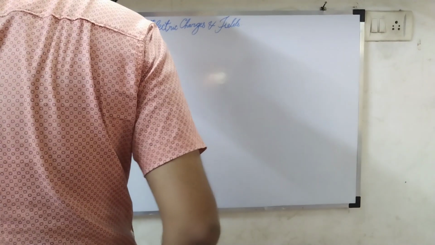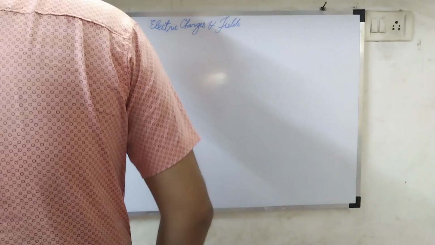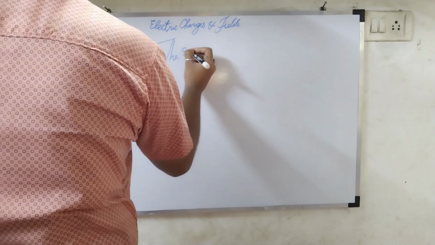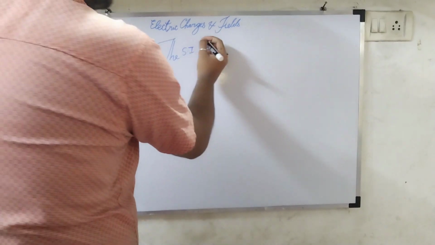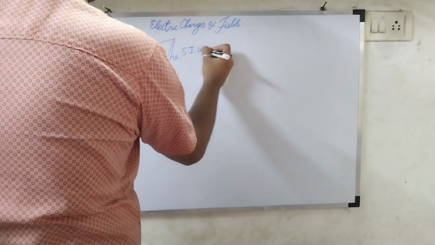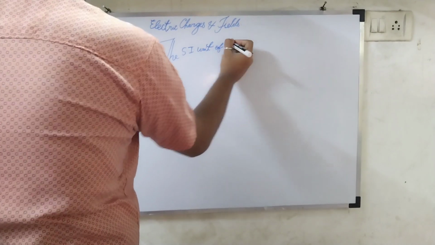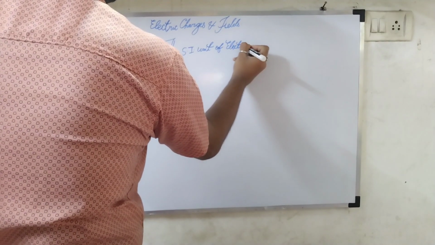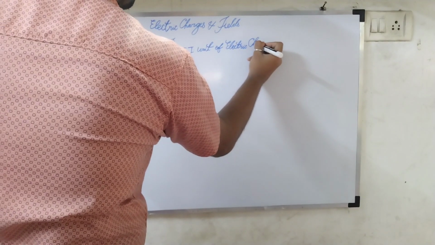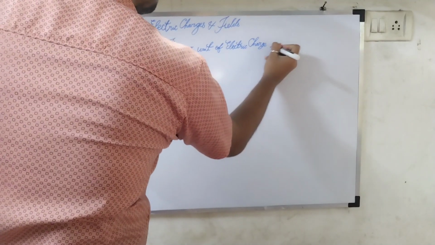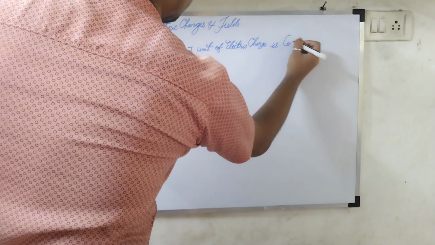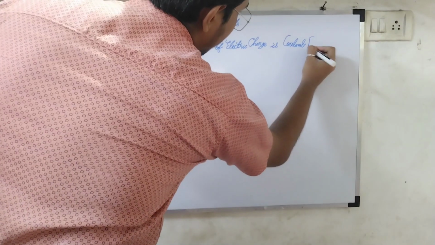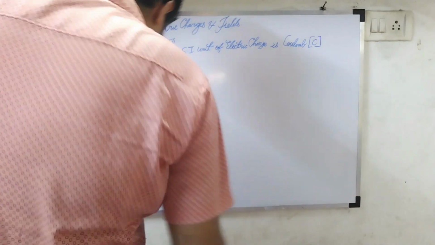So what do we see? We see over here that the SI unit of electric charge is Coulomb. What is its symbol? We can consider it as C.